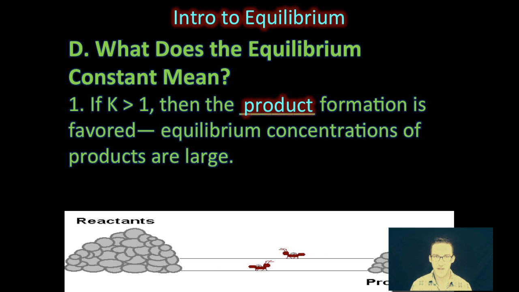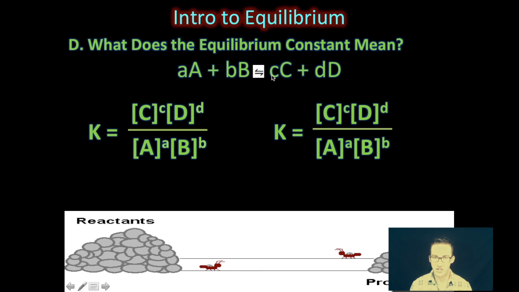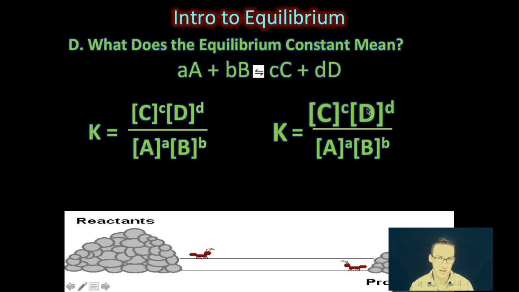Well, if you get a K value that is greater than 1, it's simply telling you that you've got more product formation at equilibrium. You've got a lot of product at the equilibrium point in your reaction. So if we have this general reaction here, again, reactants and products, your equilibrium constant expression is products over reactants. If K is large, that is simply telling me that I've got a lot of product at equilibrium, that product formation is favored.